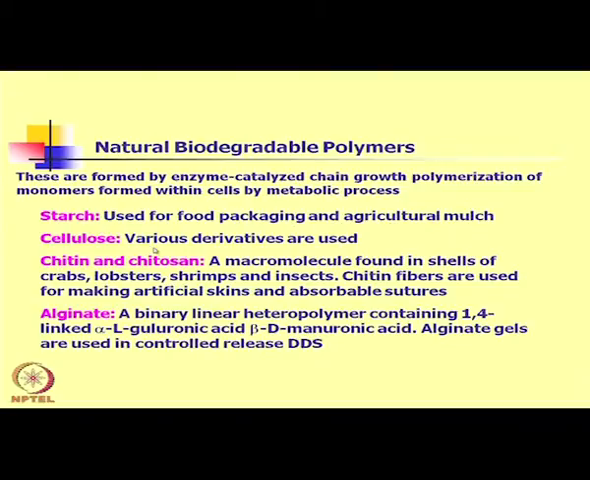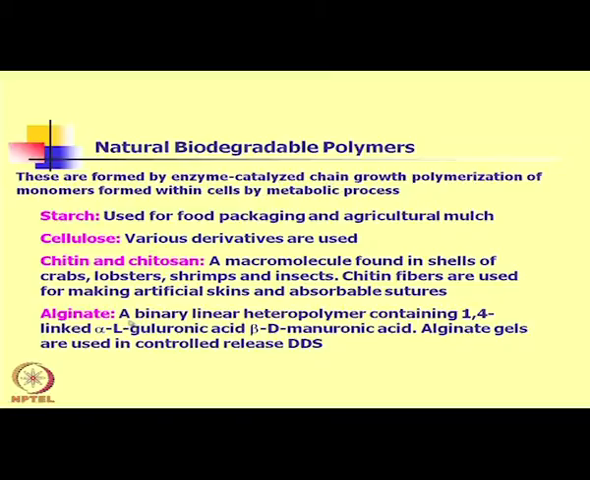Cellulose and its various derivatives are used for making polymers like say cellulose nitrate, cellulose acetate butyrate. So, many such polymers can be made from cellulose. Chitin and chitosans, as I told, are macromolecules found in cells of crabs, lobsters, shrimps and insects. Chitin fibers are used for making artificial skins and absorbable sutures.